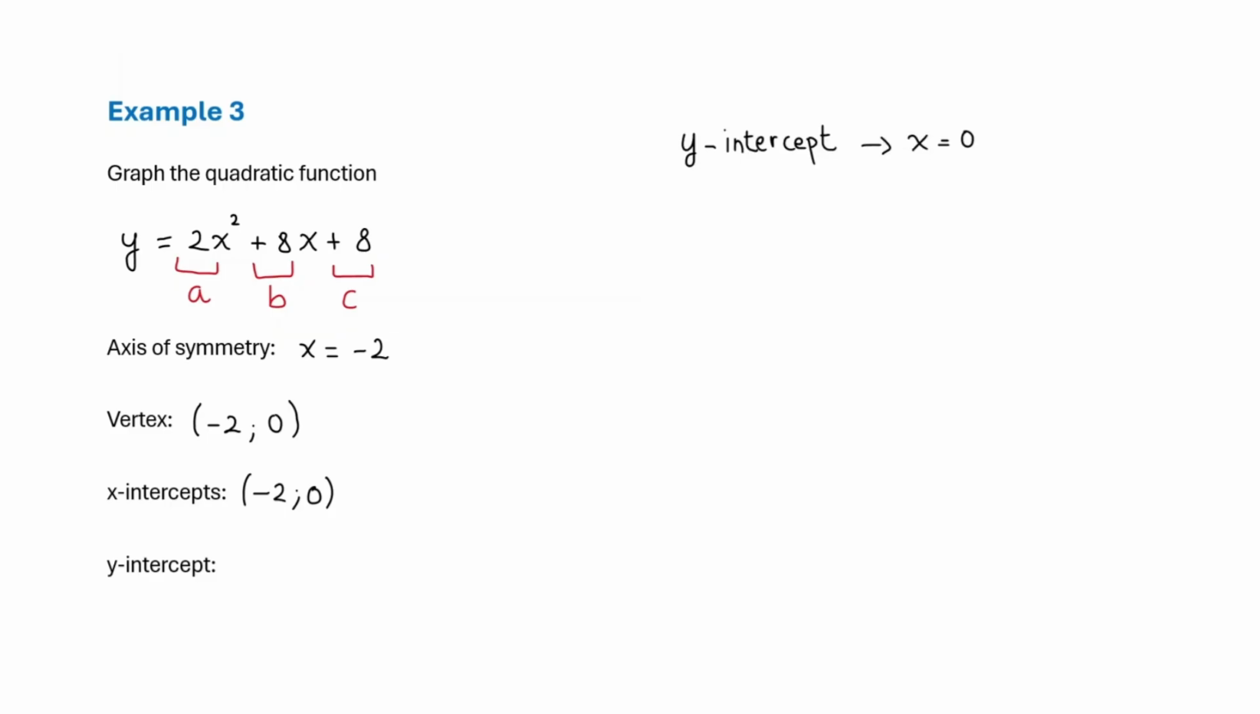We can then find the y-intercept. When x equals 0, both terms containing x disappear, leaving us with c, which is 8. The y-intercept is therefore the point 0, 8. Since the vertex is also the only x-intercept, we need an additional point to help us draw the curve accurately.